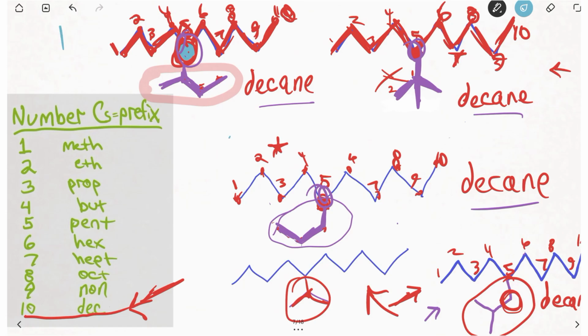All right, so now we're back to the decanes that we were working on a minute ago. Let's go to this first one up here. We know it's a decane because it has 10 carbons in the parent chain, but let's look at where it splits off into the substituent.